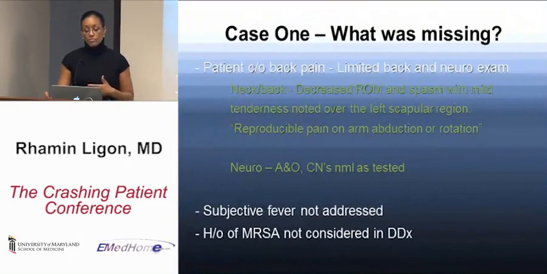He had a very limited back and neuro exam. It was very focused on the scapular pain. The region was not in the midline, so there was no actual spinal exam. The neck and back was noted as, if you recall, decreased range of motion with spasm and mild tenderness over the left scapular region. The neuro exam was very, very limited, alert and oriented ×3 with cranial nerves normal as tested. So again, a few extra minutes to do a neurological exam.